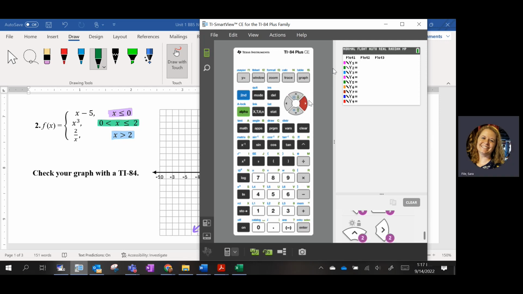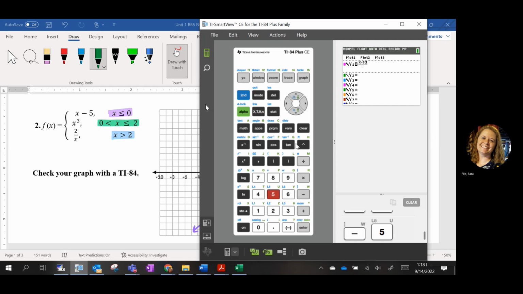All right, so what's the first thing I do to type in my piece? Alpha y equals enter gives me my numerator over denominator. And in the numerator, I put the equation, so x minus 5. In the denominator, I put the restriction, x is less than or equal to 0.